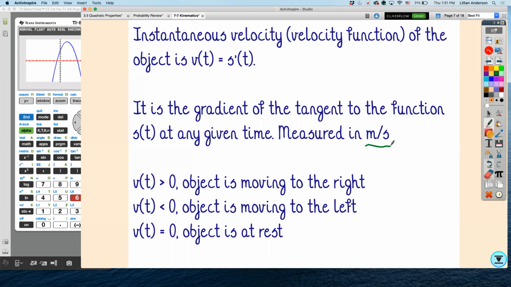A change in sign of velocity indicates that the object has changed direction, similar to displacement. Well, no, actually, not similar to displacement. My mistake.